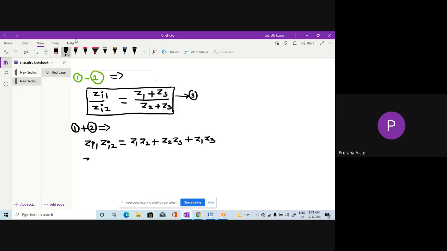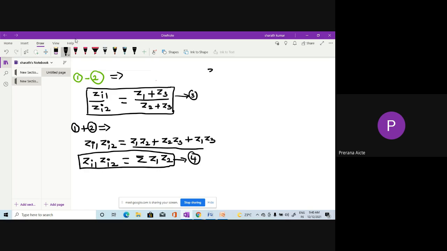In a simple manner, you can say Zi1 Zi2 is equal to summation Z1 Z2. You can mention this as equation 4. So we got equation 3 and equation 4 from 1 and 2. Another concept we need is to find the image impedance. So far we didn't find the image impedance.